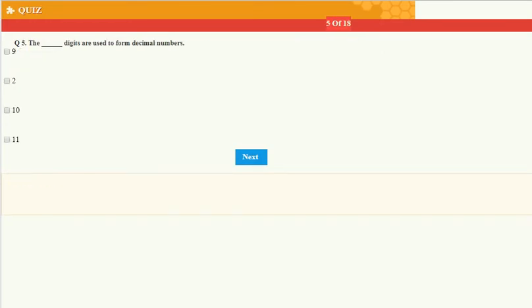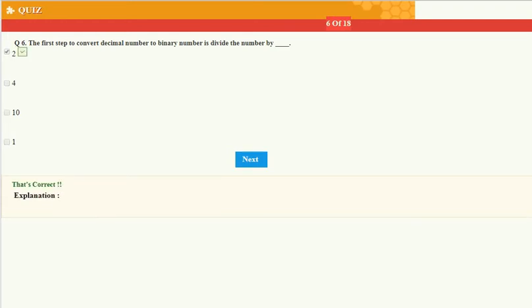The dash digits are used to form decimal numbers. 10 digits. That's correct. The first step to convert a decimal number to a binary number is to divide the number by what? 2.